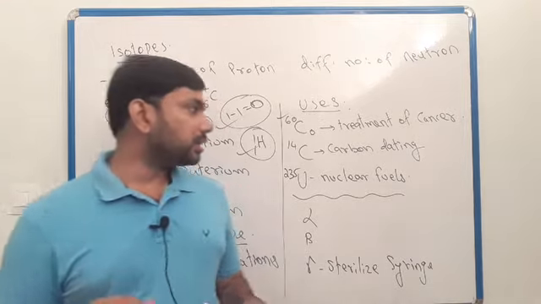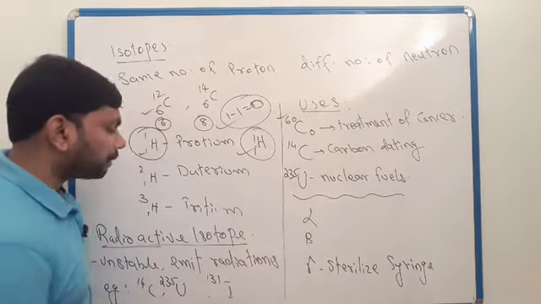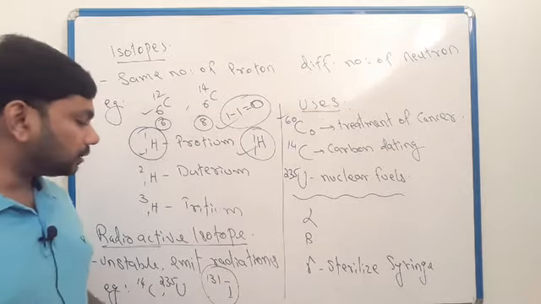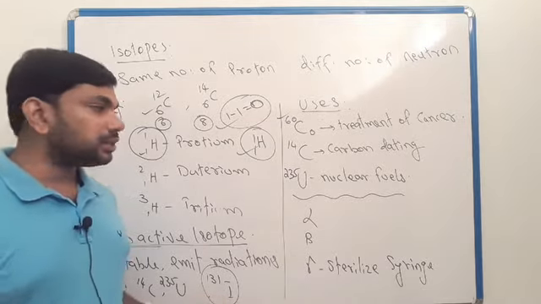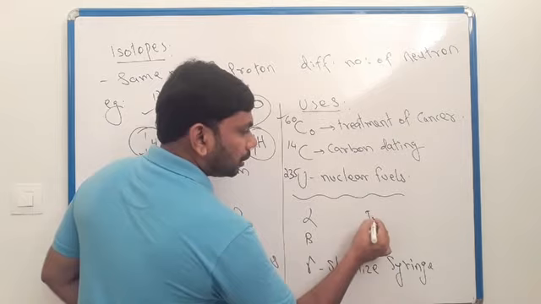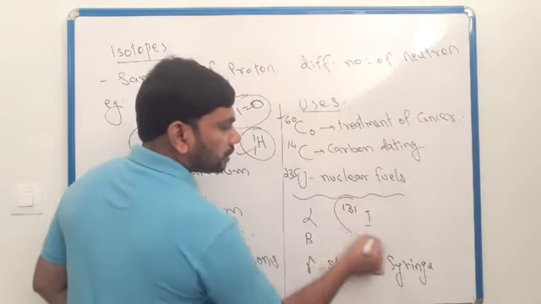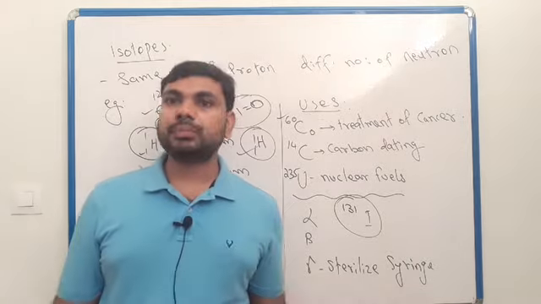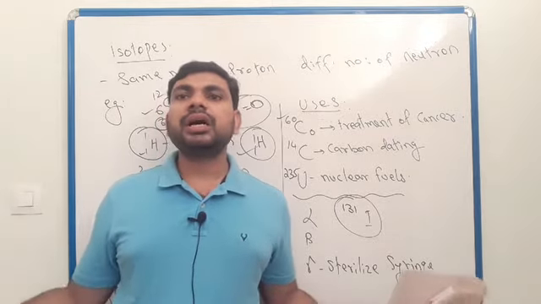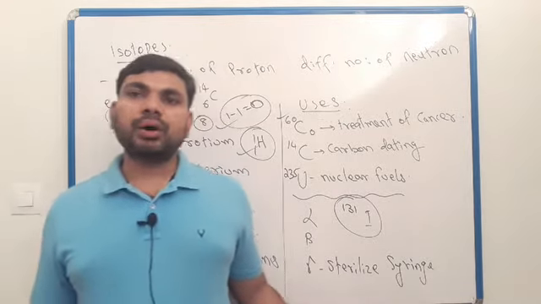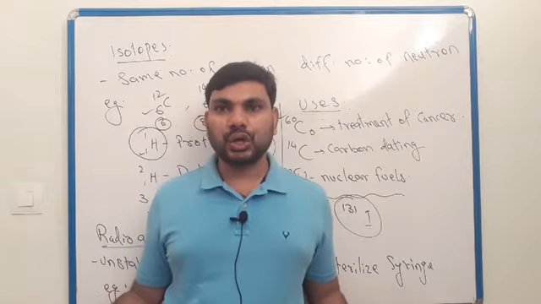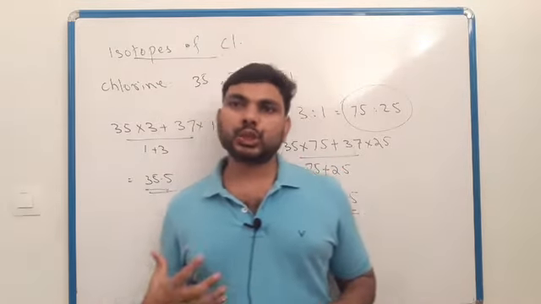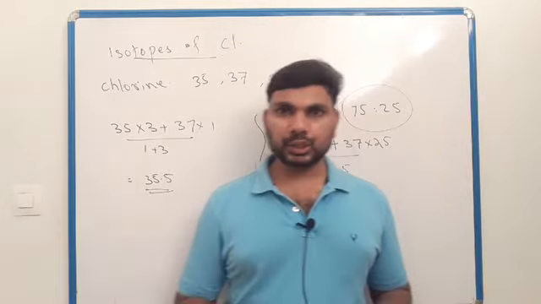Also another radioactive isotope, iodine 131. Iodine 131 is used for treatment of the thyroid gland. So these are the different uses of radioactive isotopes. Clear? We discussed isotopes and the different uses of isotopes.